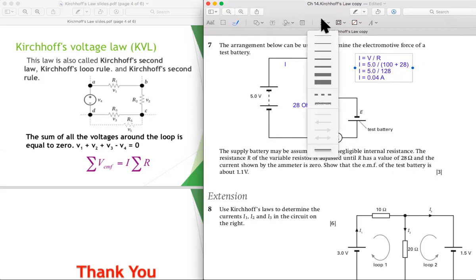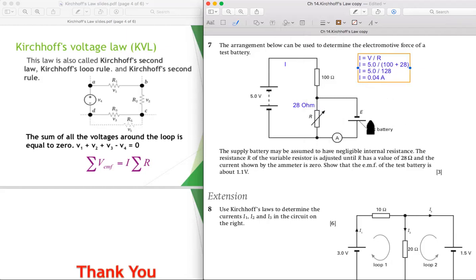After this we can find the test battery by using Ohm's law again, that's V equals IR. V is E, the test battery one. E equals I, which is 0.04, times R. The test battery is connected in parallel with the 28, so R is 28. We multiply 0.04 times 28. This is around 1.09, something around 1.1 volt.